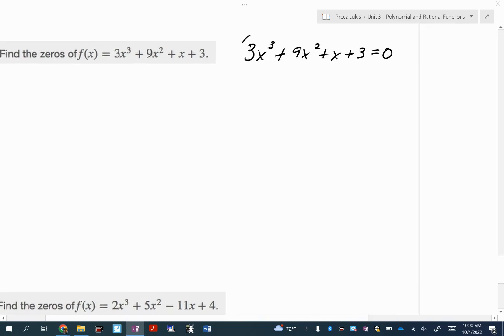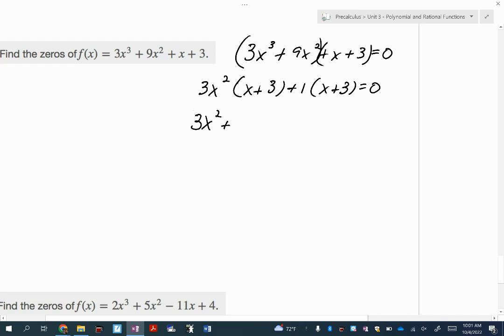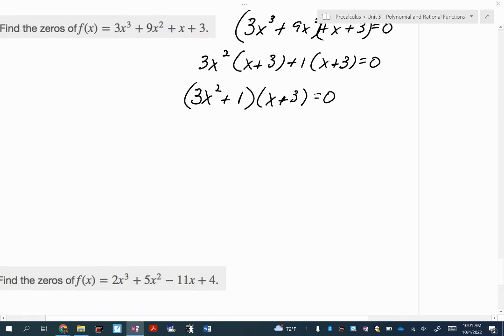So let's see, can we factor this by grouping? I factor out 3x squared times x plus 3 plus 1 times x plus 3. Oh, look at that. We totally can factor this by grouping. All right, so I'm going to have one solution. It's pretty straightforward. X equals -3. But this one is not something I can keep factoring.